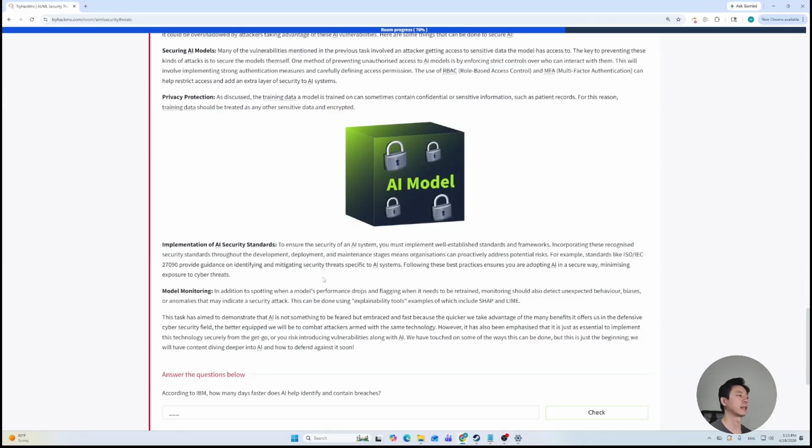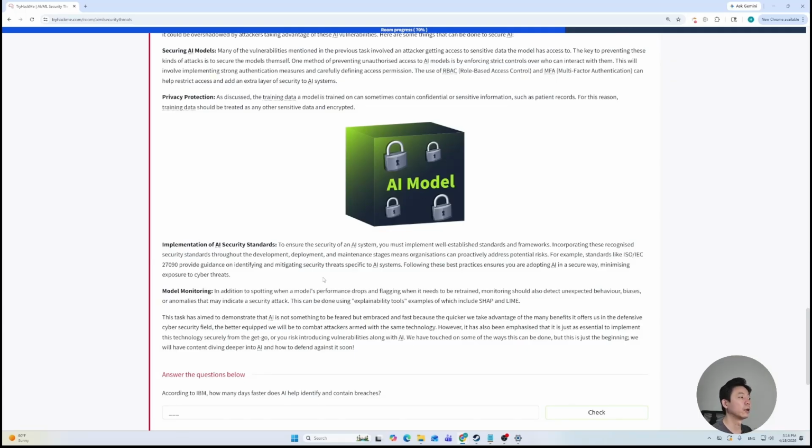Implementations of AI security standards. To ensure the security of an AI system, you must implement well-established standard frameworks. Incorporating these recognized security standards throughout the deployment and maintenance stages means organizations can proactively address potential risks. For example, standards like ISO/IEC 27090 provide guidance on identifying and mitigating security threats to specific AI systems. Following these best practices ensures you are adopting AI in a secure way, minimizing exposure to cyber threats.